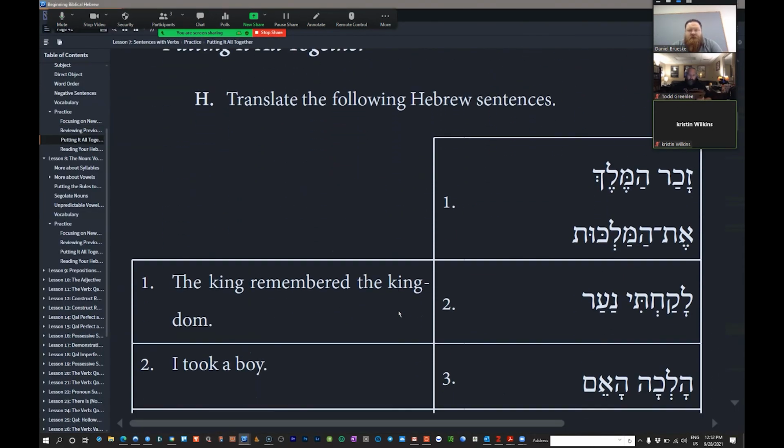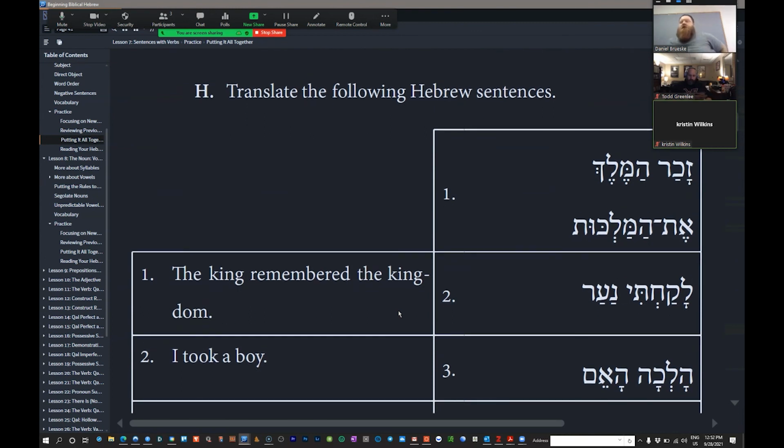All right, so H, this is just kind of combining everything that we've learned so far. So number 1, Zachar, Hamelech, et Hamalchut. Zachar is our verb, and so we just kind of gloss that, remembered. Our next word, Hamelech, this is a noun, but it's not the direct object because it's definite, but it doesn't have the definite direct object particle. Hamalchut does have that. Okay, so we already know this is our subject, this is our direct object. The king is the subject, the kingdom is the object.